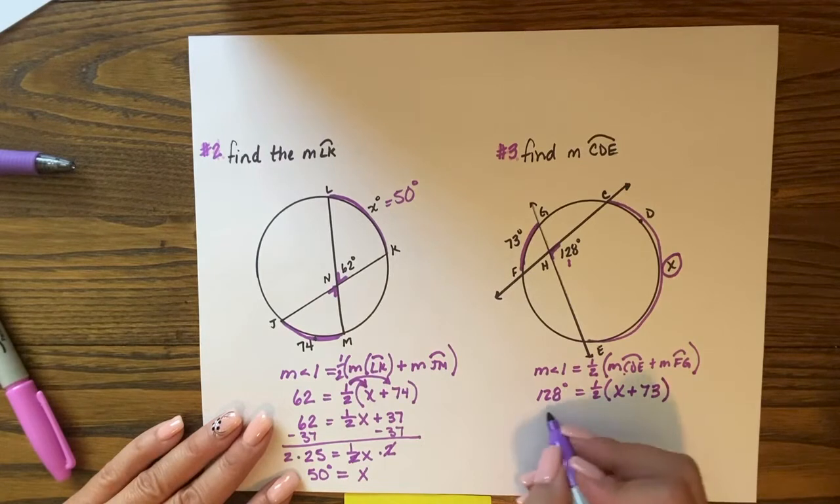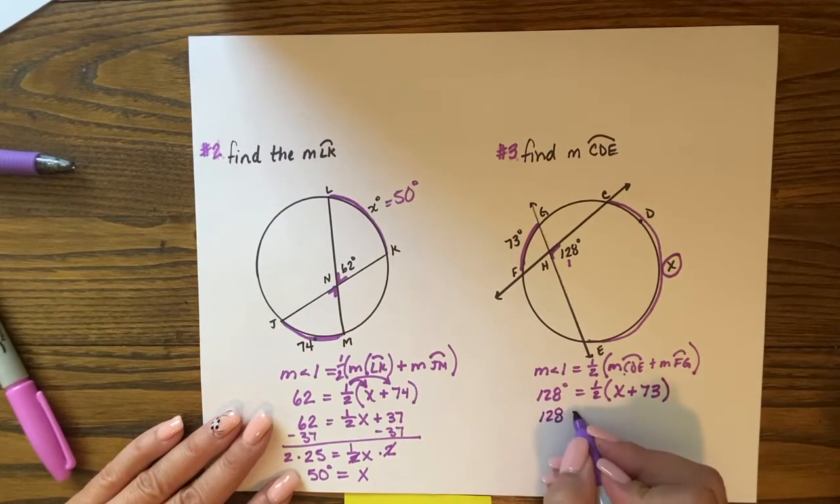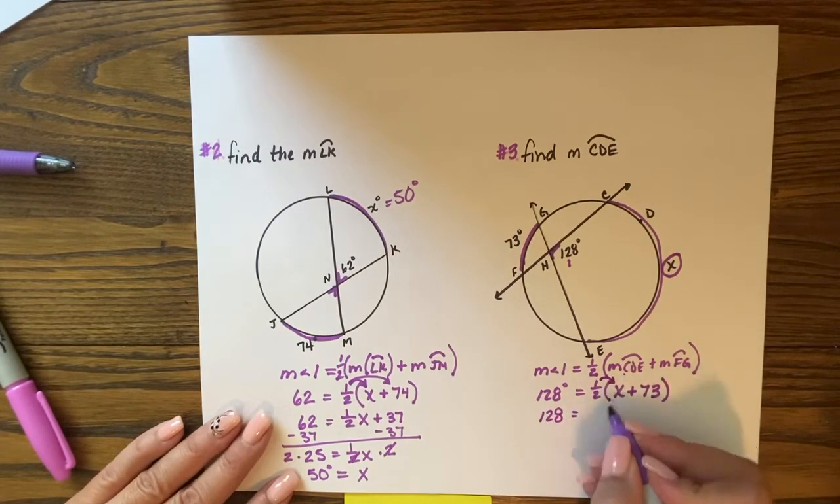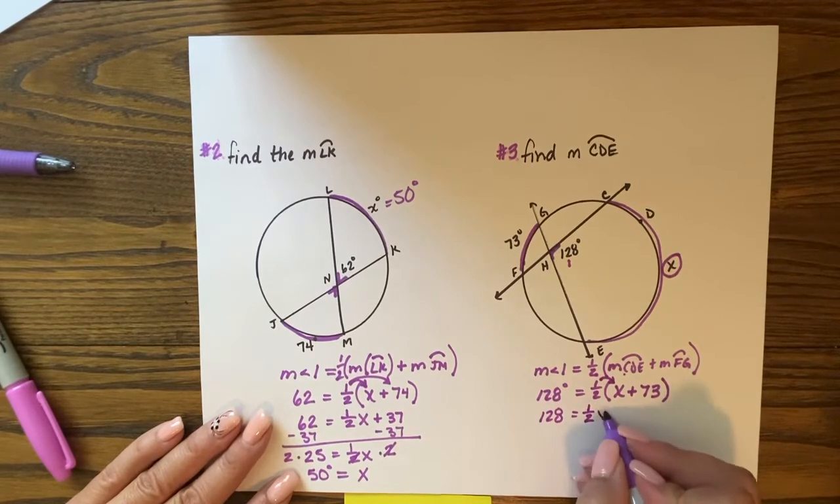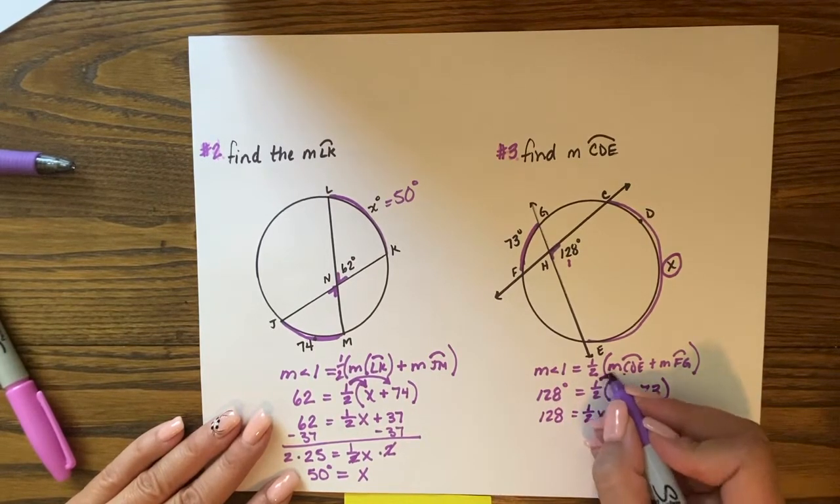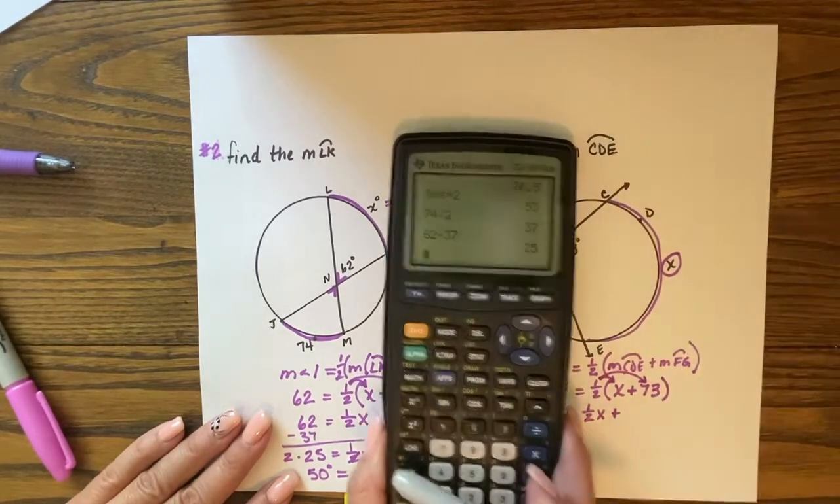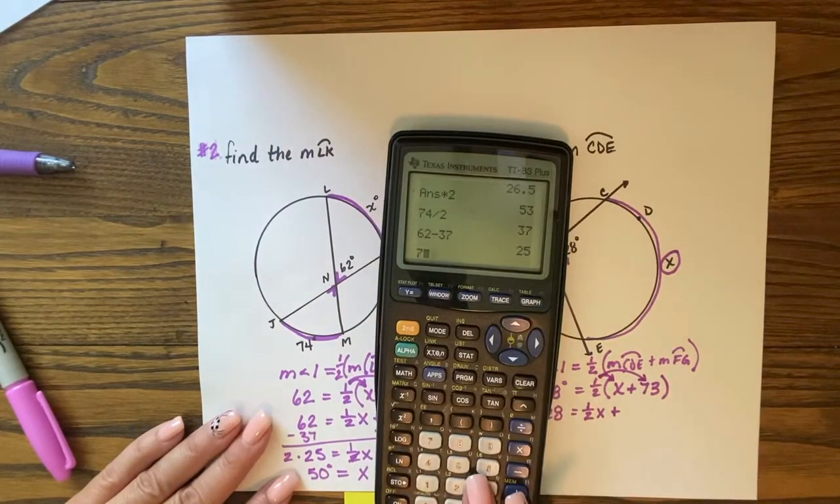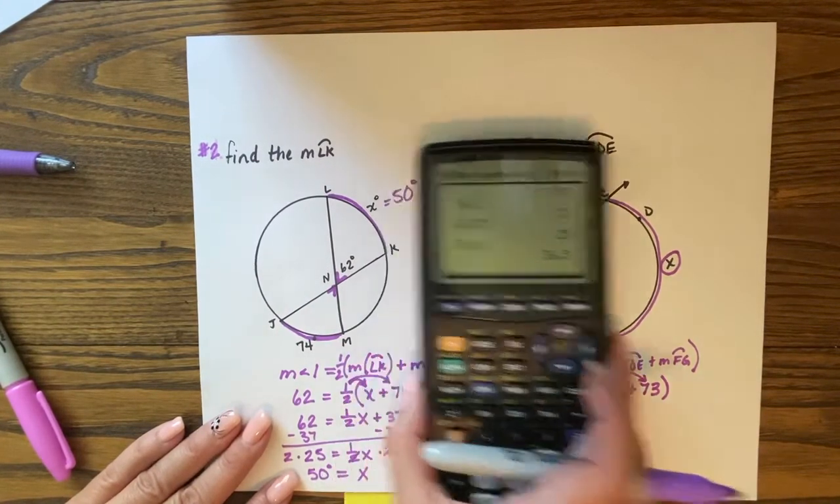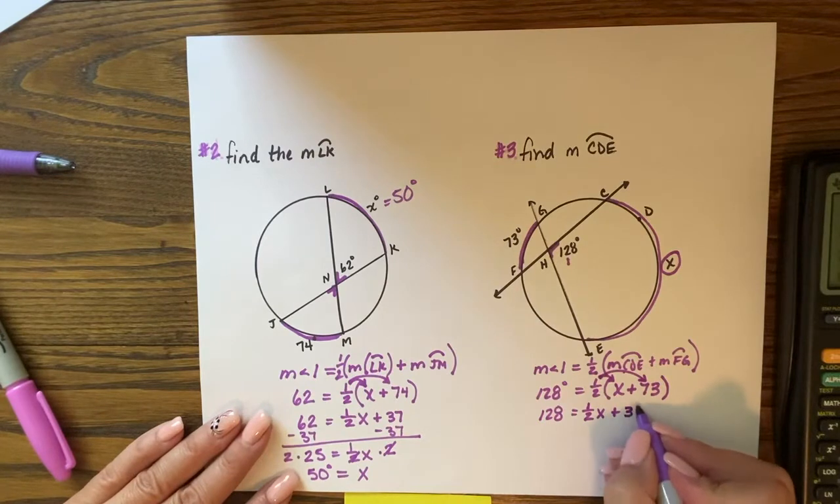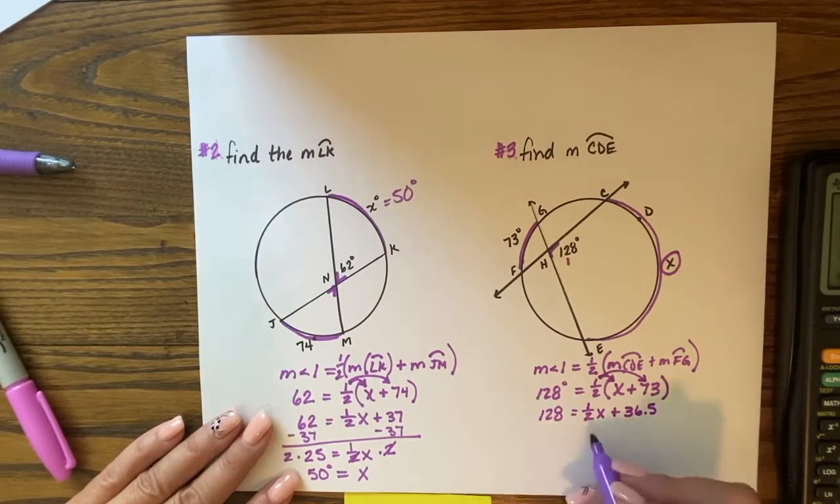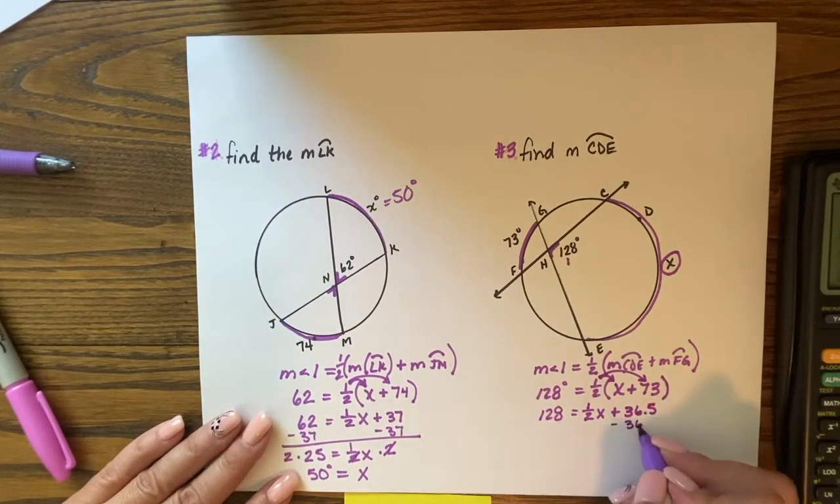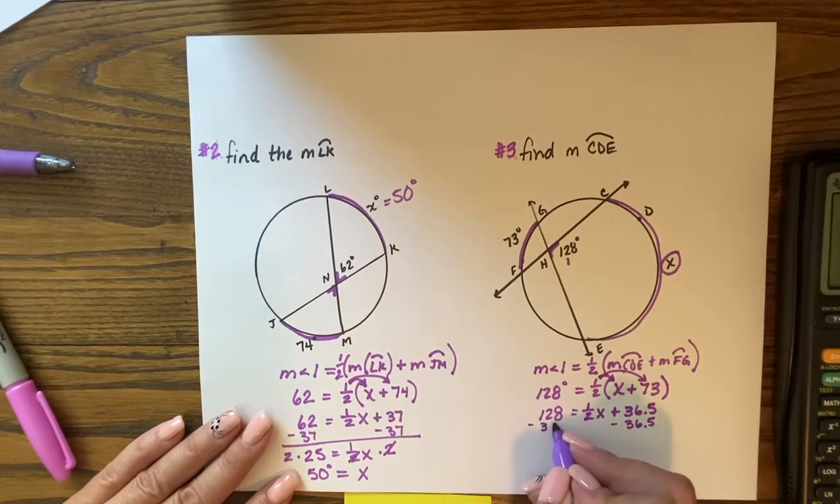Okay, and again, we're going to distribute. So 128 degrees, we're going to distribute that 1/2. So 1/2 x plus 1/2 of 73. So I'm going to put 73 divided by 2. We're going to get 36.5. Okay, and here we're going to go ahead and subtract 36.5 from each side.